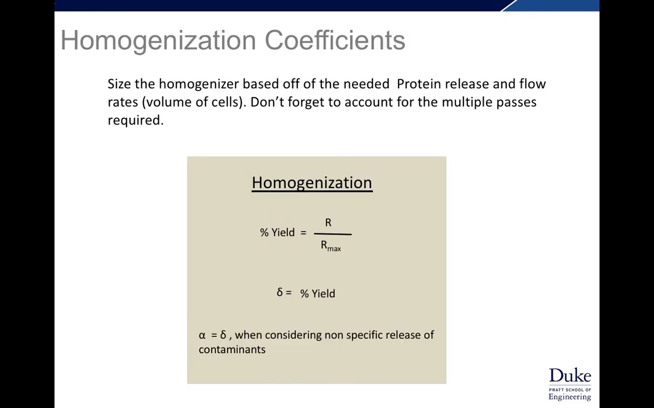For homogenization, we can estimate these coefficients pretty easily. So percent yield would be the amount of protein that's released over the potential maximum amount of protein, which makes sense. Delta in this case is actually equal to the percent yield because you're not actually concentrating or changing the volume at all. You're just busting open the cells, so that would make sense.